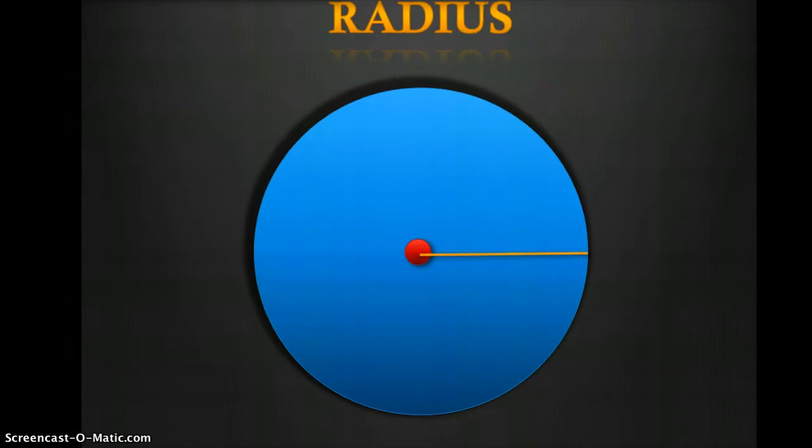Radius is a line that touches an outer part of the circle and the center. It does not make contact with more than one part of the outside. You can replace diameter with this for an alternative formula. Here, the radius is shown by the yellow line.